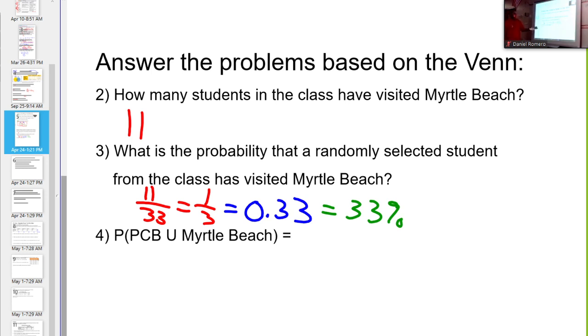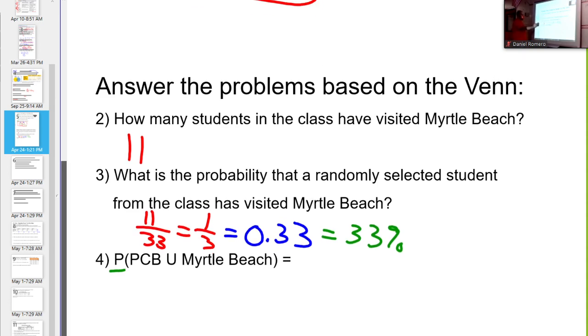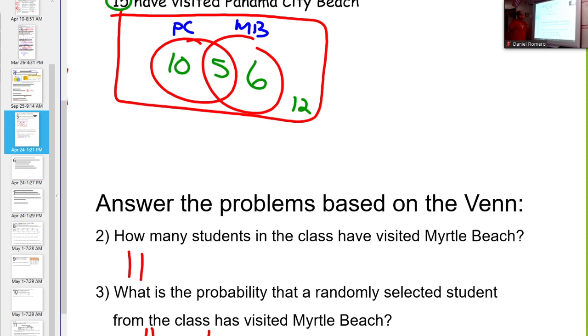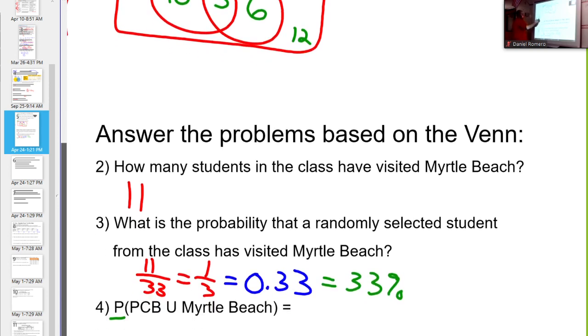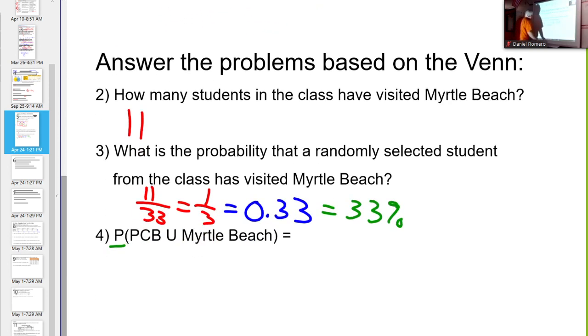So what is the probability? Okay, this one you see a P on the outside, that means probability. So we're looking for a ratio of the union of Panama City Beach and Myrtle Beach. How many people went to Panama City union Myrtle Beach? Meaning either or. One or the other. 10 plus 5 plus 6. Union means anything on the inside. 21 out of how many total? 33.